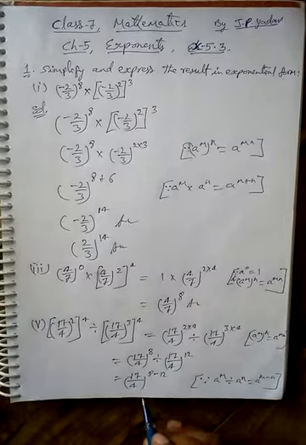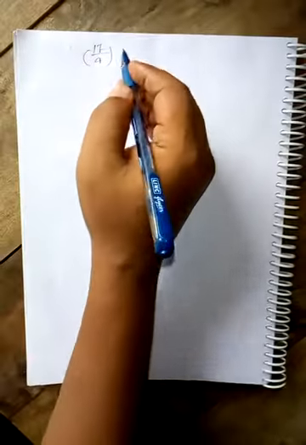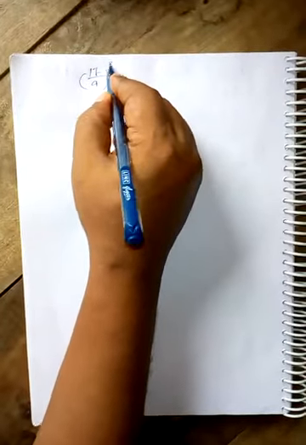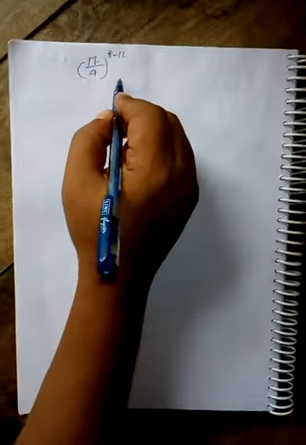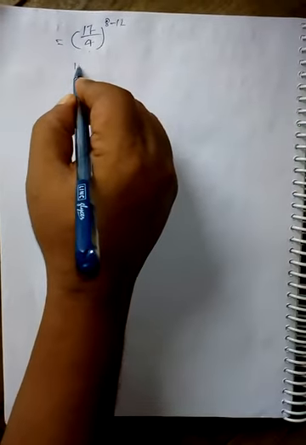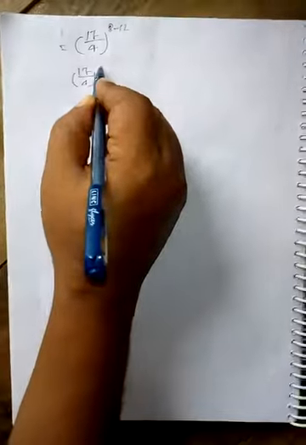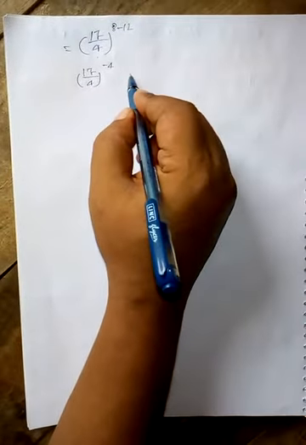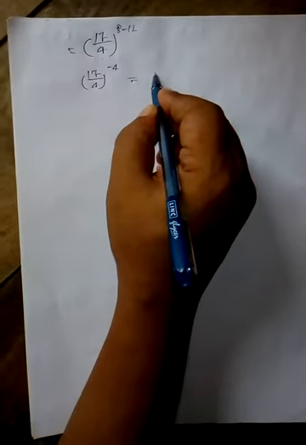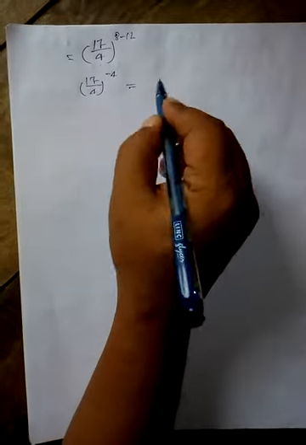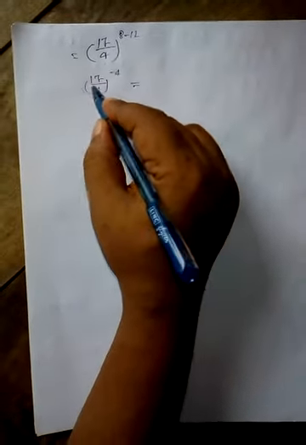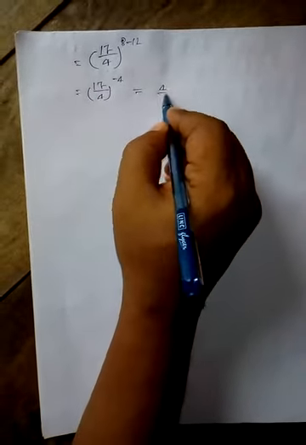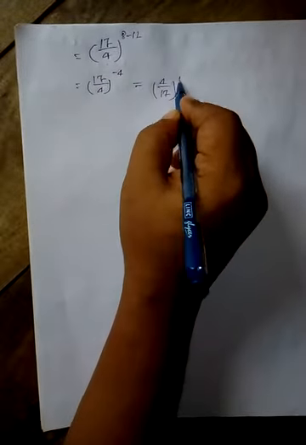So 17 by 4 raised to power 8 minus 12. This gives you 17 by 4 raised to the power minus 4. We have to change it into the positive exponential form, and that we can do by taking the reciprocal of this. So 4 by 17 raised to the power 4. This is the answer.